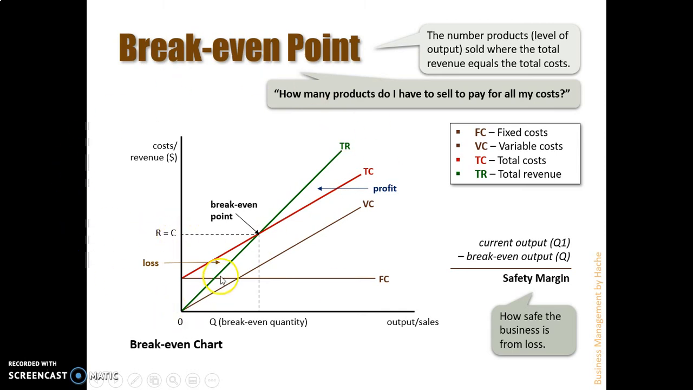So having this developed, in the following video, we will learn how to calculate and get the exact number of the break-even quantity and a few other details and a few other concepts that must be considered or that are important when we analyze the break-even chart. So this is it for now, and I'll see you in the second part.